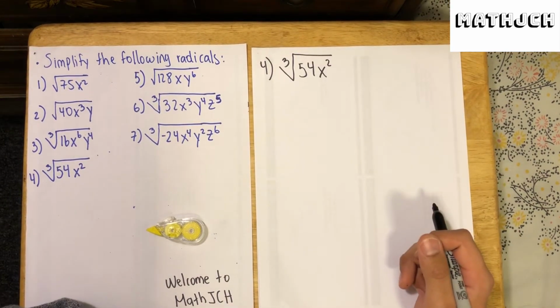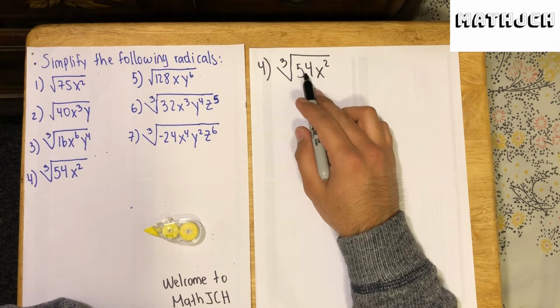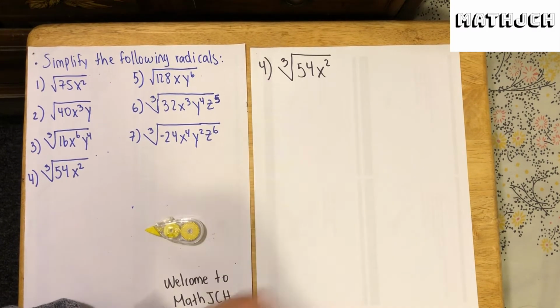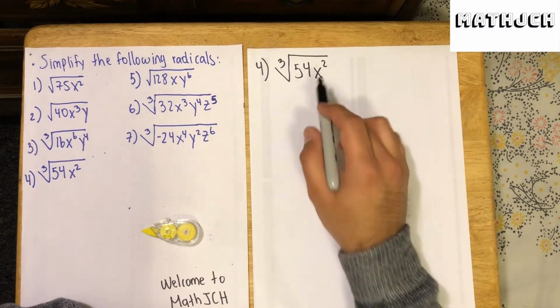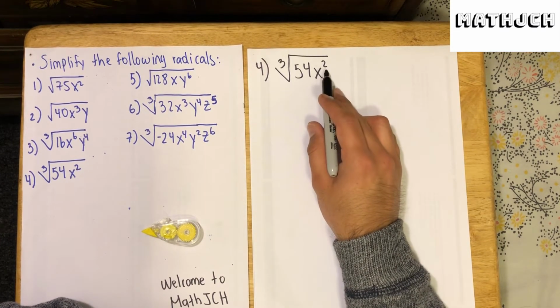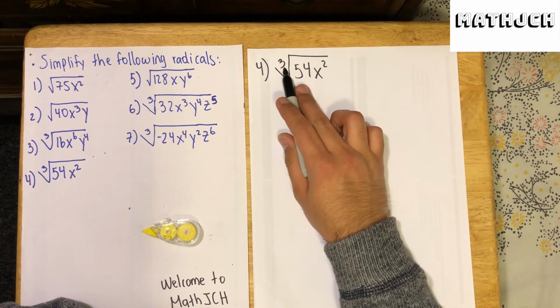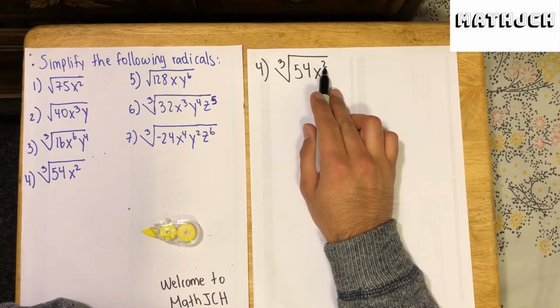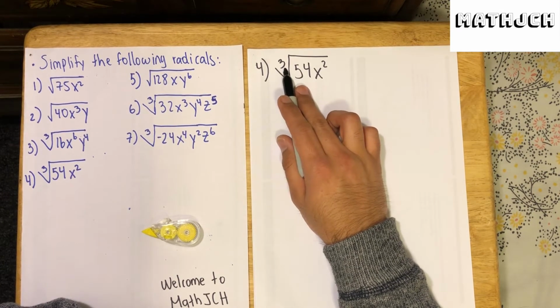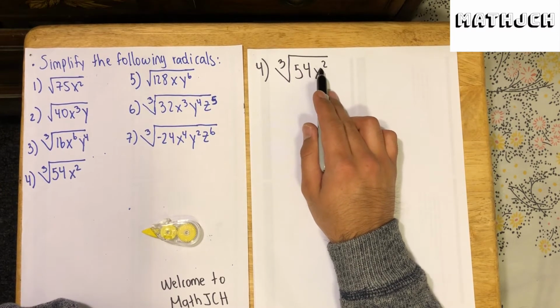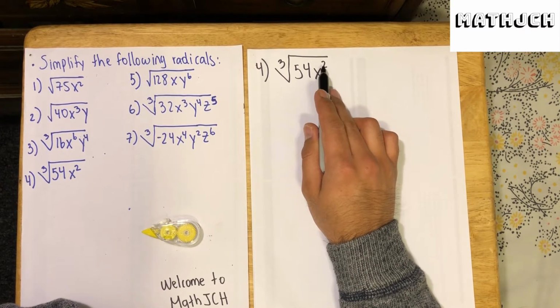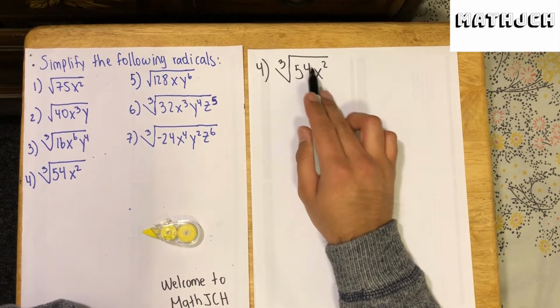For problem number 4, we have cube root of 54 x power 2. From the beginning, you should observe that the power of x is 2, and my index is 3. So this one is less than my index. That means that this x squared cannot be simplified at all. So this x squared will remain inside the root.